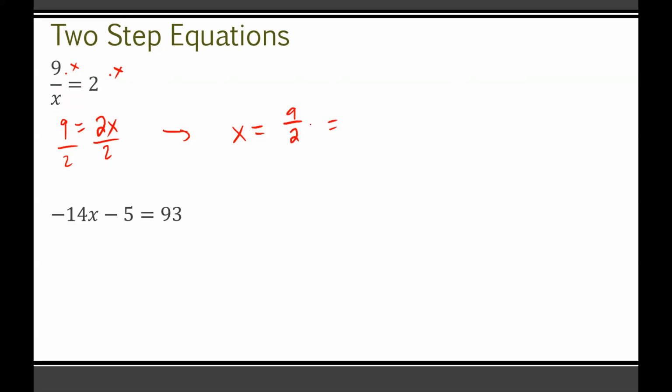Or if you're more of a decimal person, 9 divided by 2 is 4.5. So either way you slice and dice this, it's totally correct. You can leave it as a fraction, you can leave it as a decimal. I do not care. Next one, -14x minus 5 equals 93.